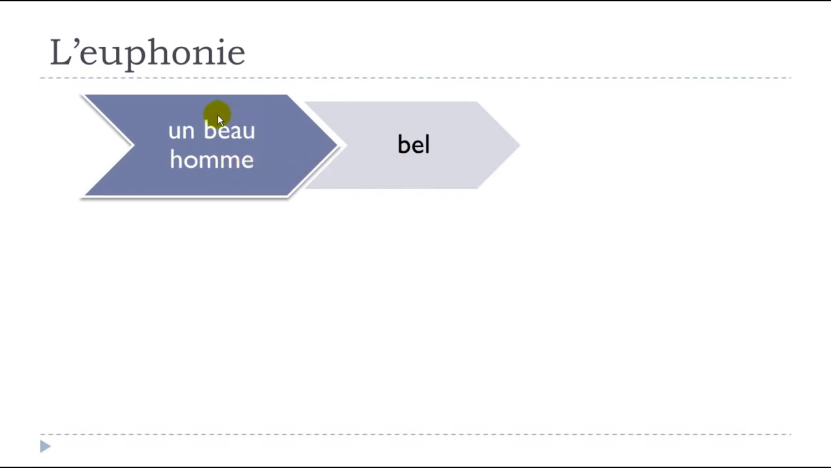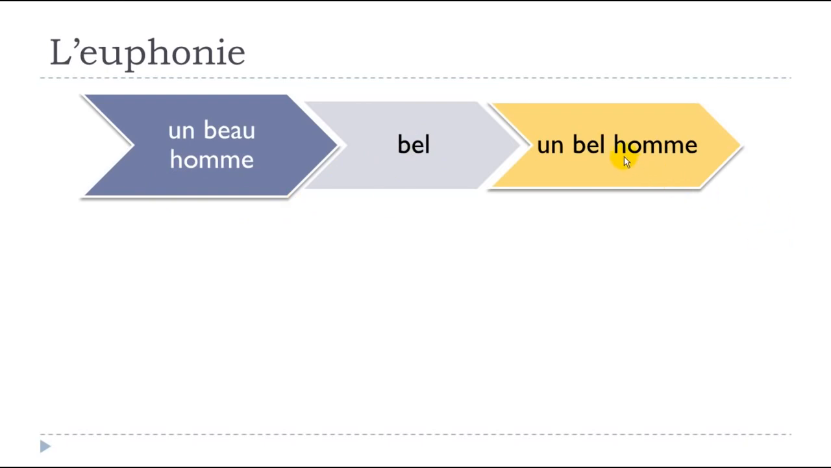So that's the reason why, instead of using this beau, we use the second version that we have. It will be belle. So this adjective has two masculine forms: beau, and then belle. This belle will be used for all the words that come after, starting with the sound of a vowel. And you will get un bel homme.